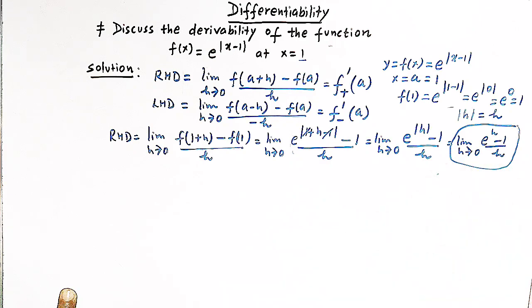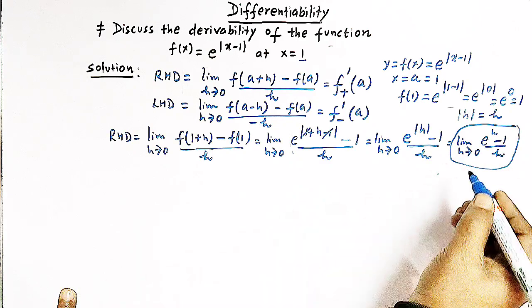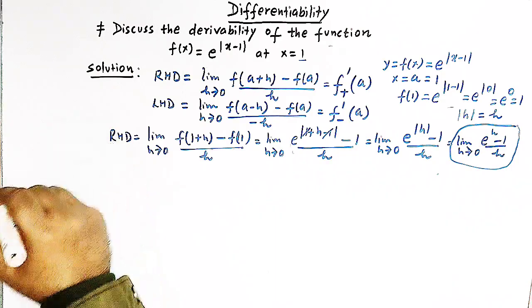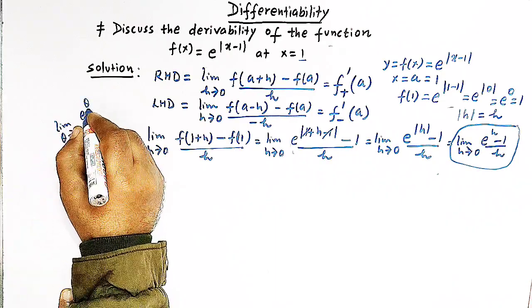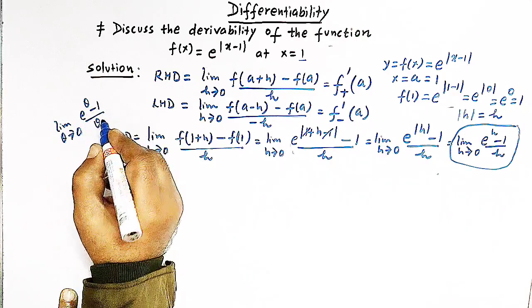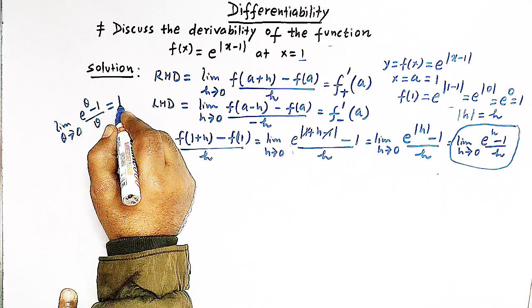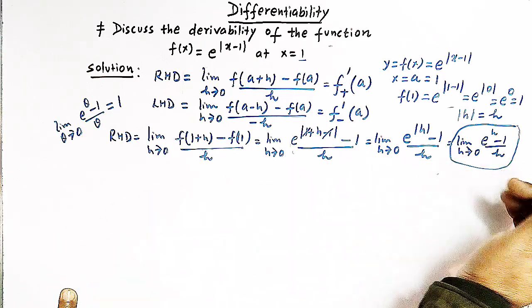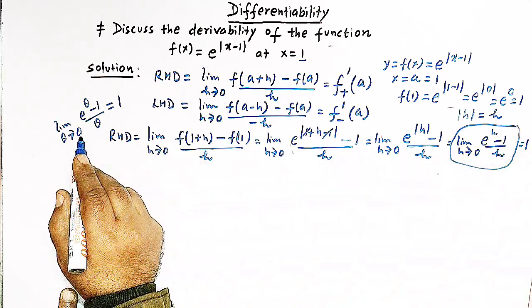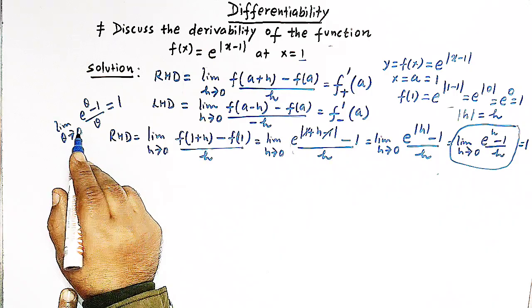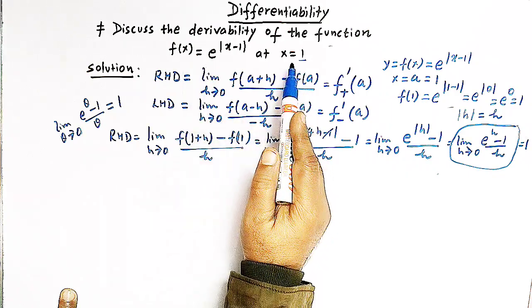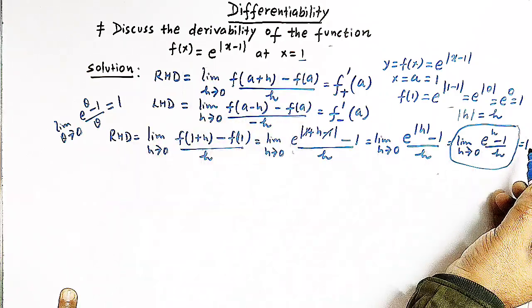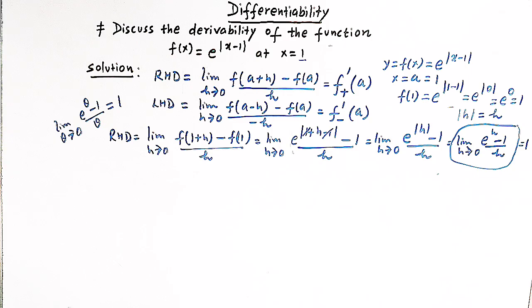That is, when we study the concept of limits, we have a standard result: limit theta tends to 0, e raised to theta minus 1 over theta is equal to 1, right? So this limit is equal to 1. So using this standard result, we can see that the right hand derivative of this function at x is equal to 1 is equal to 1. Now let us find out the left hand derivative.